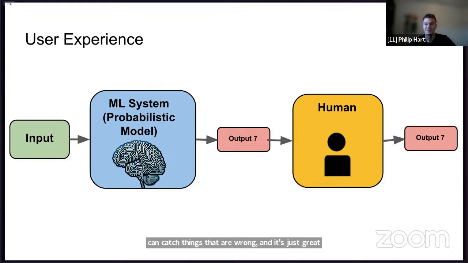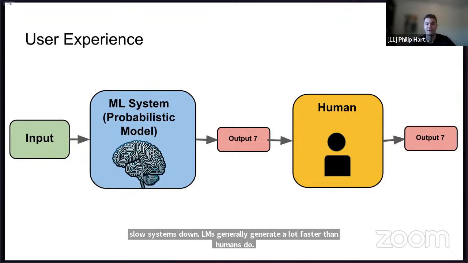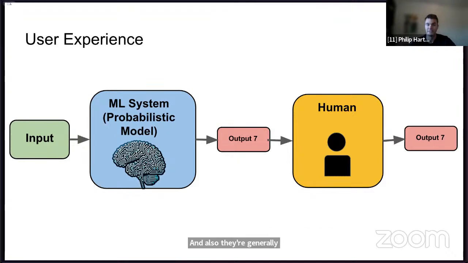Of course, there are the very large negatives of cost and latency. So now again, we're entering that trade-off, the speed trade-off here. Adding a human in the loop will usually significantly slow systems down. LLMs generally generate a lot faster than humans do, and they're generally a lot cheaper. But you just can't beat the accuracy, especially if you have someone who's a subject matter expert. You just get such large gains there. But the cost and latency are significant problems, so companies are trying to solve that.